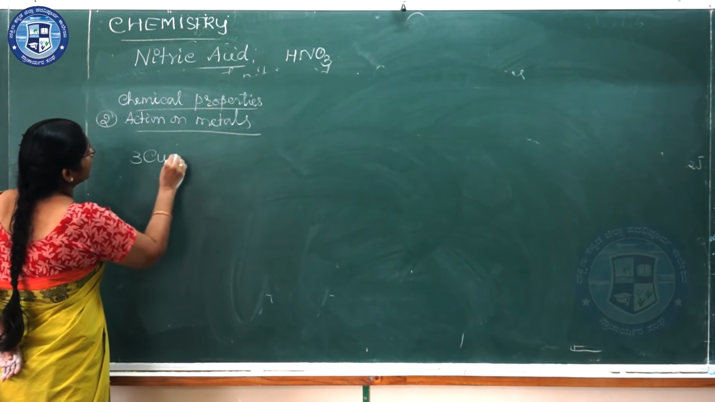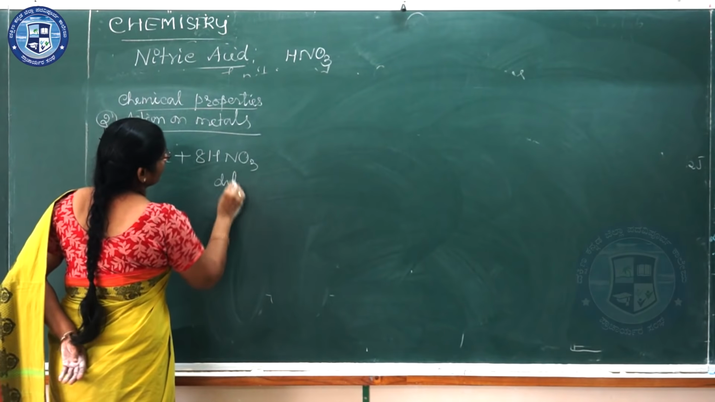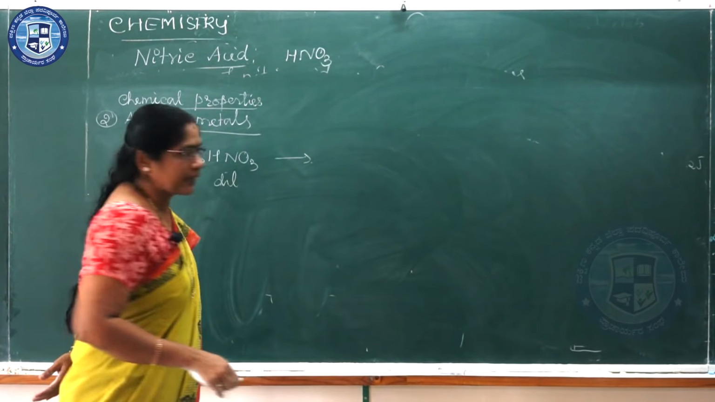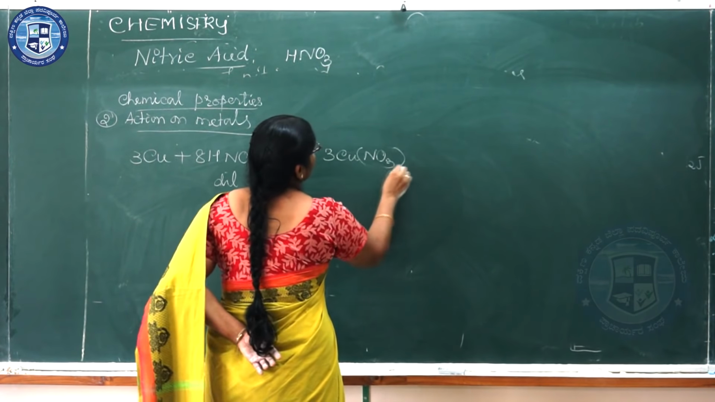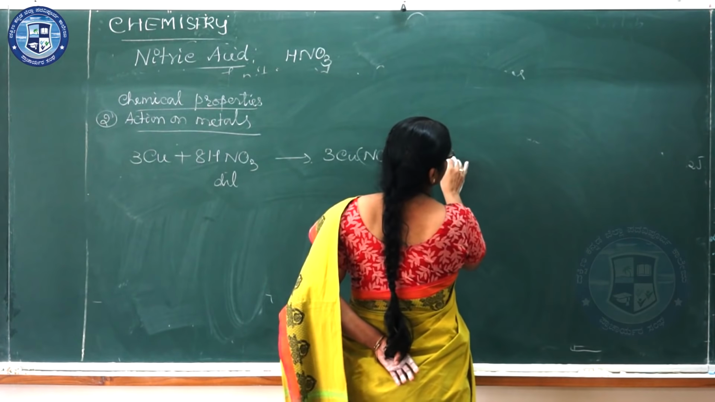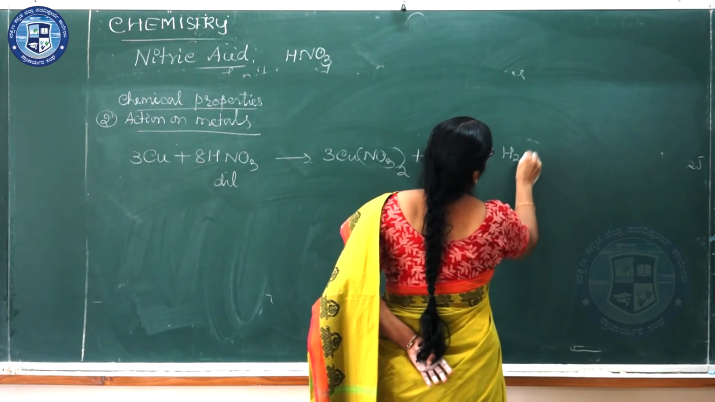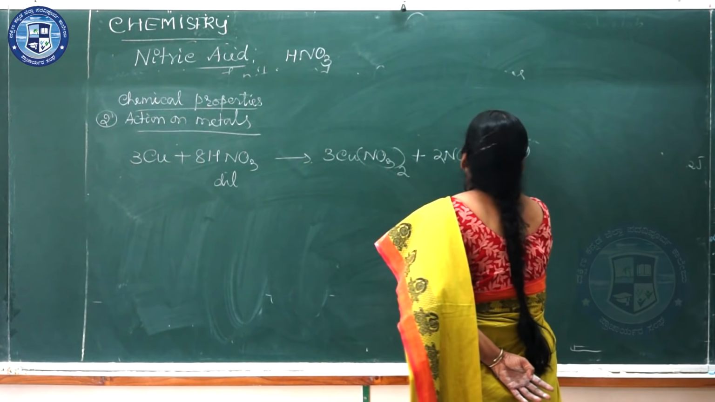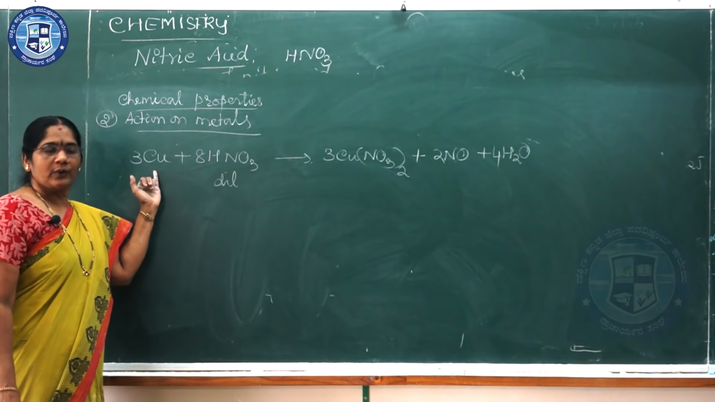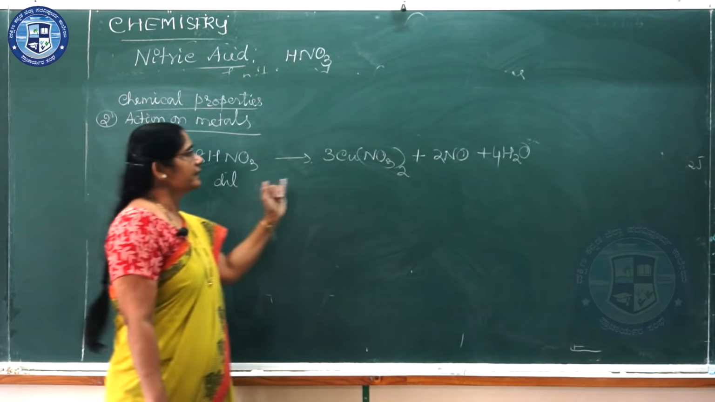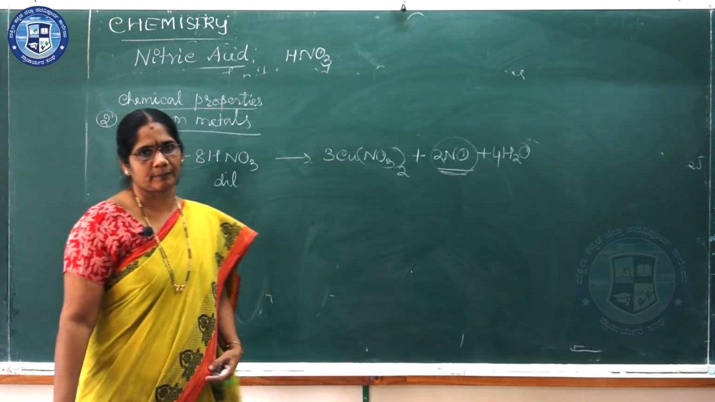Metal copper, when added to dilute nitric acid, gives copper nitrate plus nitric oxide and water. So, you have 8 HNO3, and 4 water. So, copper when mixed with the dilute nitric acid gives copper nitrate and nitric oxide as the product.